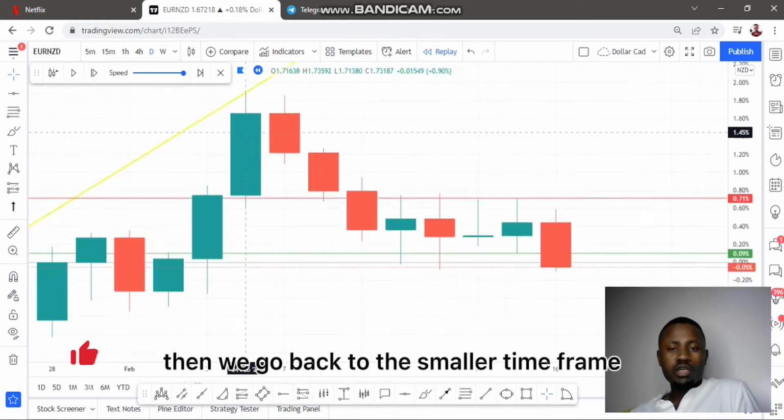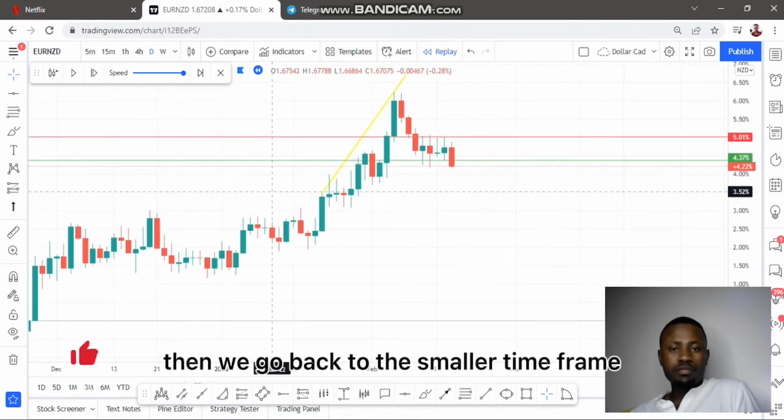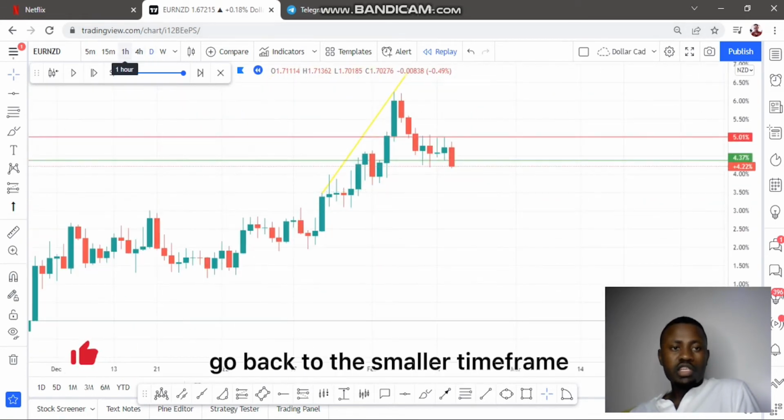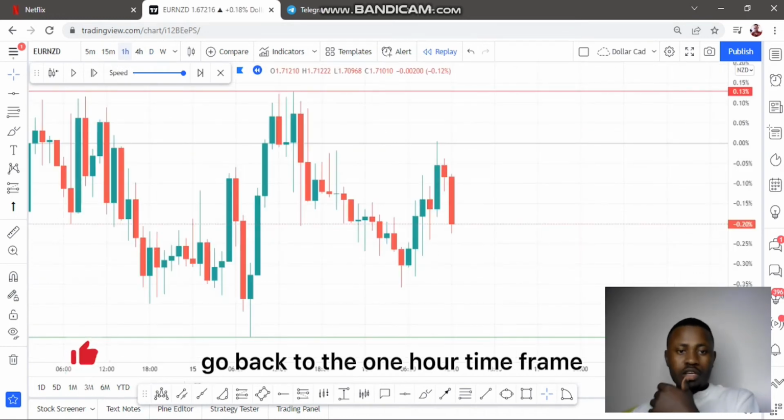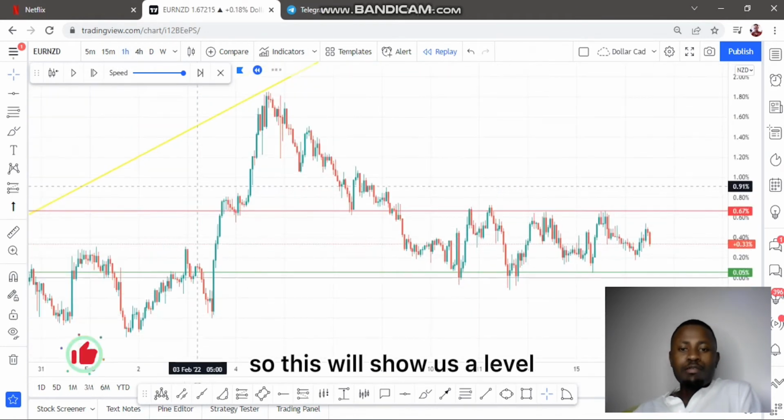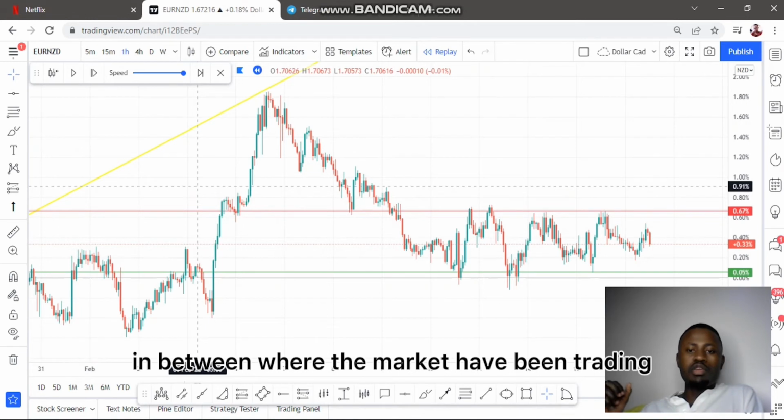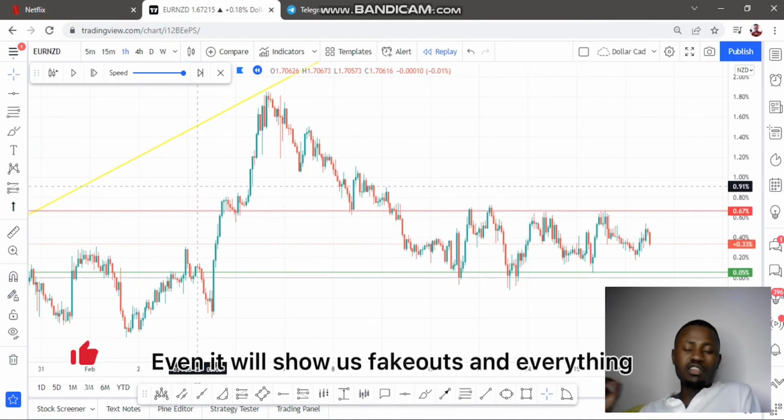Then we go back to the smaller time frame. We go back to the 1 hour time frame. So this will show us a level in between where the market has been trading, and it will even show us fake outs and everything.